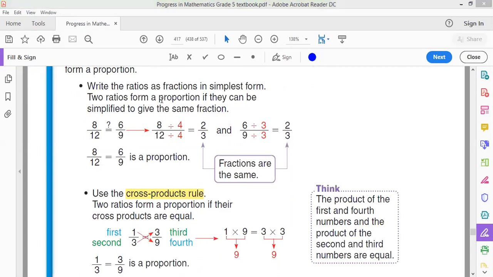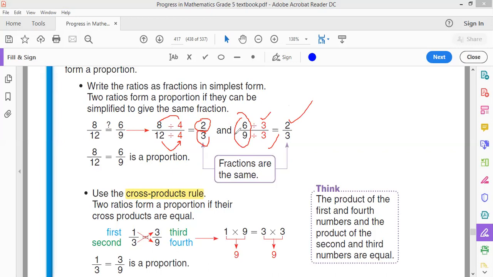Here they gave you an example. 8 divided by 4 and 12 divided by 4. They are dividing with the same number. 8 divided by 4 is what? 2. And 12 divided by 4? 3. On the other side, look at 6 over 9. Both are divided by 3. 6 divided by 3 is what? 2.